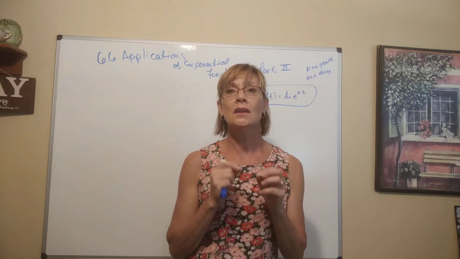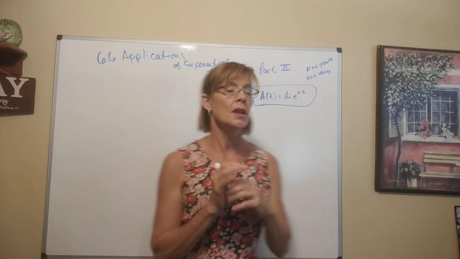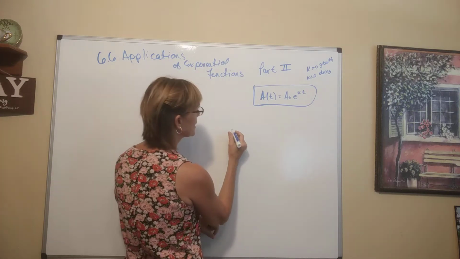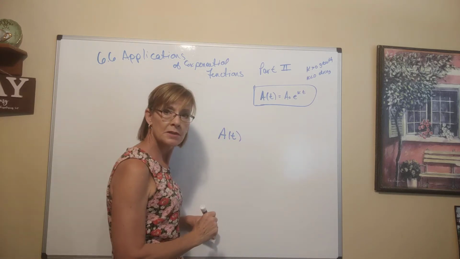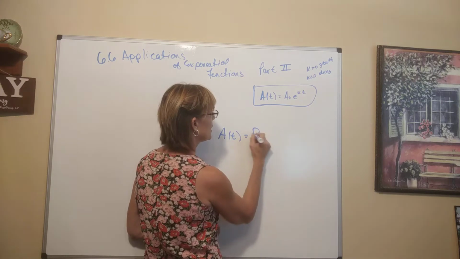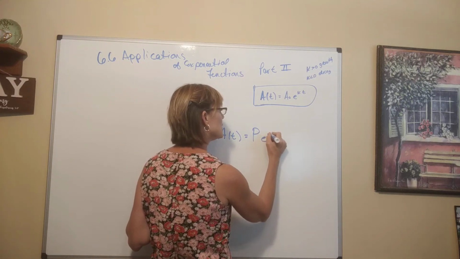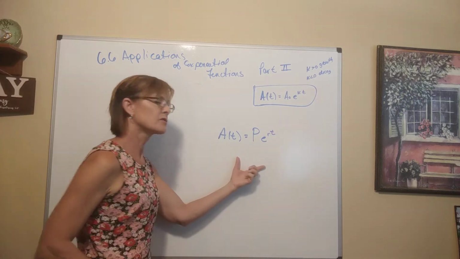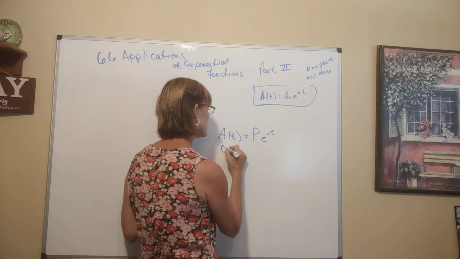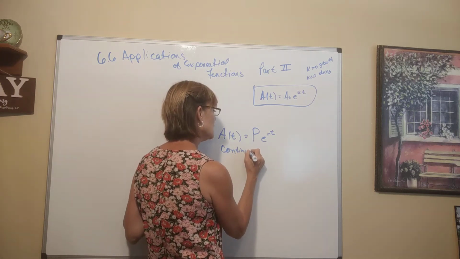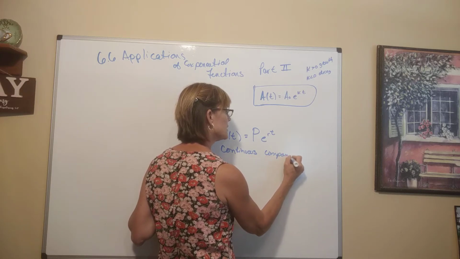Here is the continuous compound equation, and it is this. This is a money equation, and it says this. The amount in the account after some time t is equal to P, the initial amount of money invested, times e raised to the rt. Sometimes this is referred to as the PERT equation, but this is for continuous compounding.